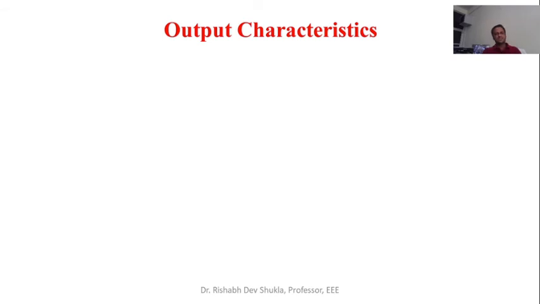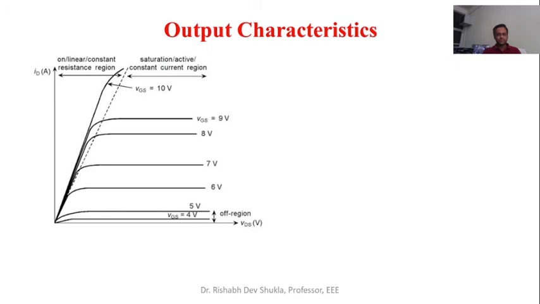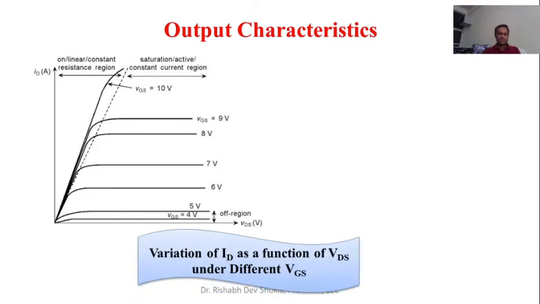Output characteristics. The output characteristic is plotted against two parameters, ID and VDS. That means drain current is plotted against the drain to source voltage, with VGS as a parameter. Okay, so here what we see is the variation of drain current as a function of drain to source voltage under different VGS.